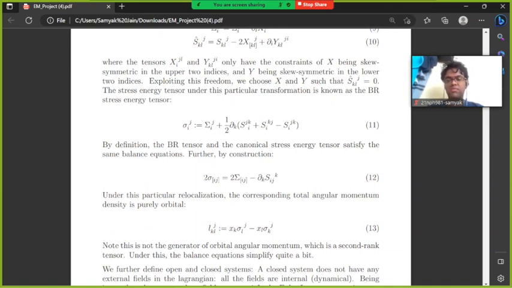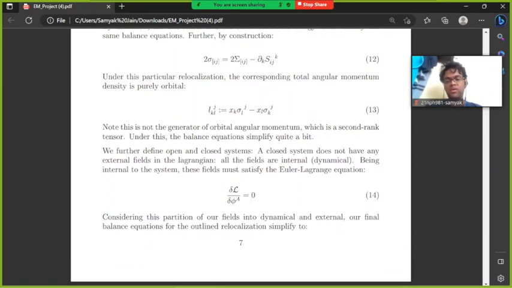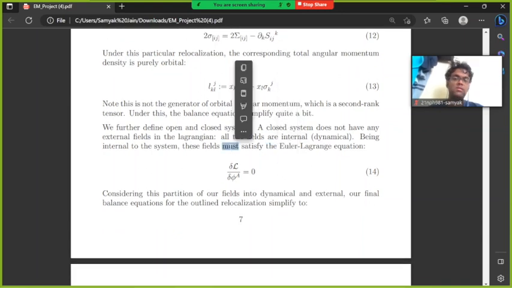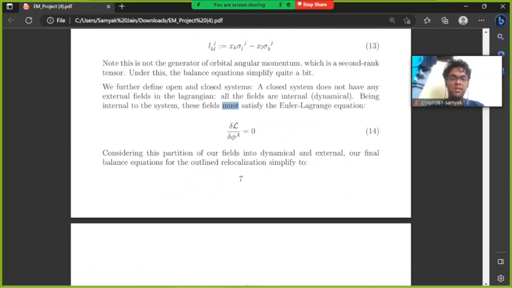But before we write them down, we perform one further simplification. We consider the fields to be either internal or external to the system. For a closed system, all the fields are internal, and for an open system, some of the fields may be external. The crux of the matter is that if a field is internal to the system, then it must satisfy the Euler-Lagrange equation, because here fields are treated like coordinates, and we all know that under the least action principle, we always pick the path along which the Euler-Lagrange equation is satisfied. Thus, for the internal fields, equation 14 must be satisfied, which is simply the Euler-Lagrange equation.